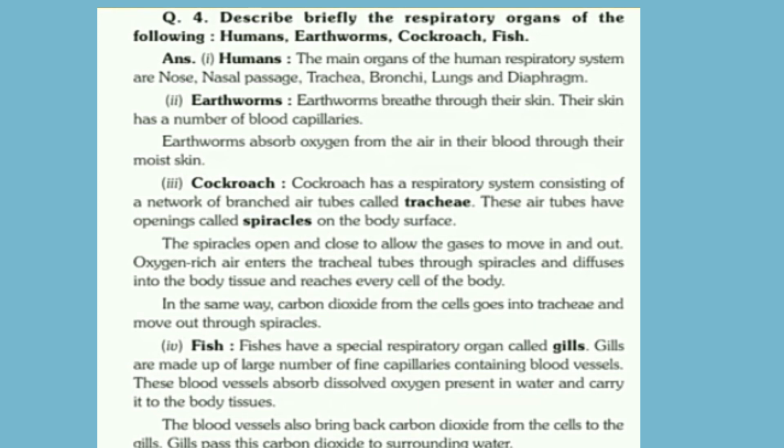Fourth, fish. Fishes have a special respiratory organ called gills. Gills are made up of a large number of fine capillaries containing blood vessels. These blood vessels absorb dissolved oxygen present in water and carry it to the body tissues. The blood vessels also bring back carbon dioxide from the cells to the gills. Gills pass this carbon dioxide to the surrounding water. So this was your question 4.